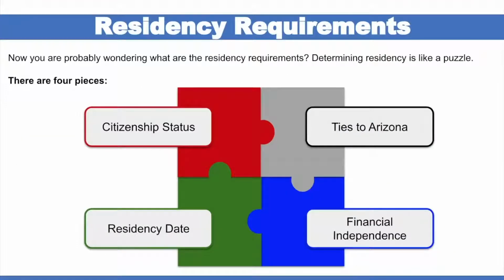Now you are probably wondering, what are the residency requirements? Determining residency is like a puzzle. There are 4 pieces, and all of them must be in place for a student to be classified as an in-state student. They are an eligible citizenship status, residency date of 1 year or more, creating ties to Arizona, and proving financial independence. Let's start with citizenship status.